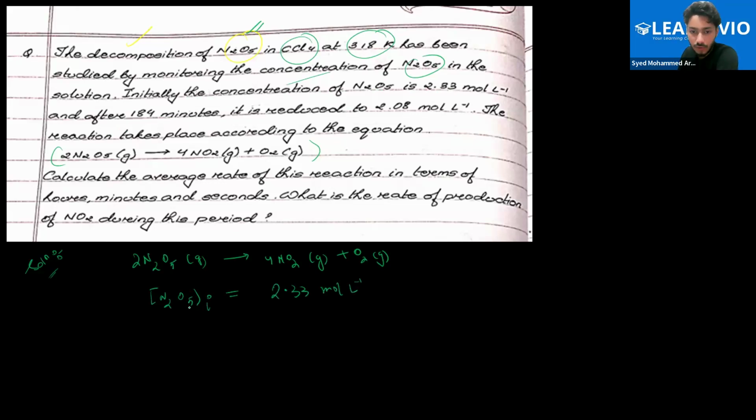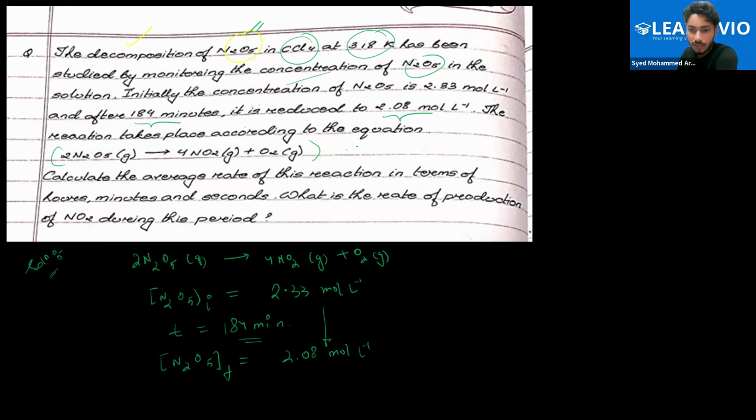The initial concentration is given to you, and 184 minutes is also given to you, that in time 184 minutes its concentration will be reduced to this much. The final concentration of N2O5 would be 2.08. And how much time will it take to get from here to here? So this much time is given.